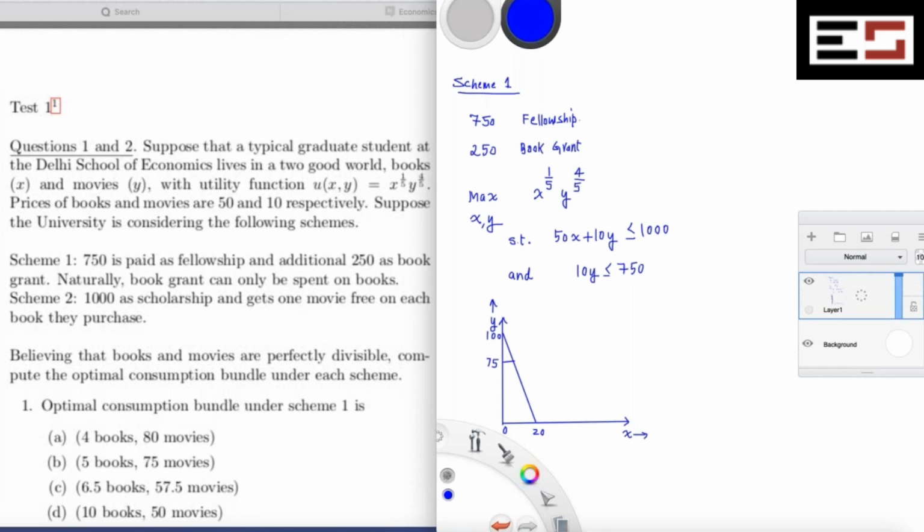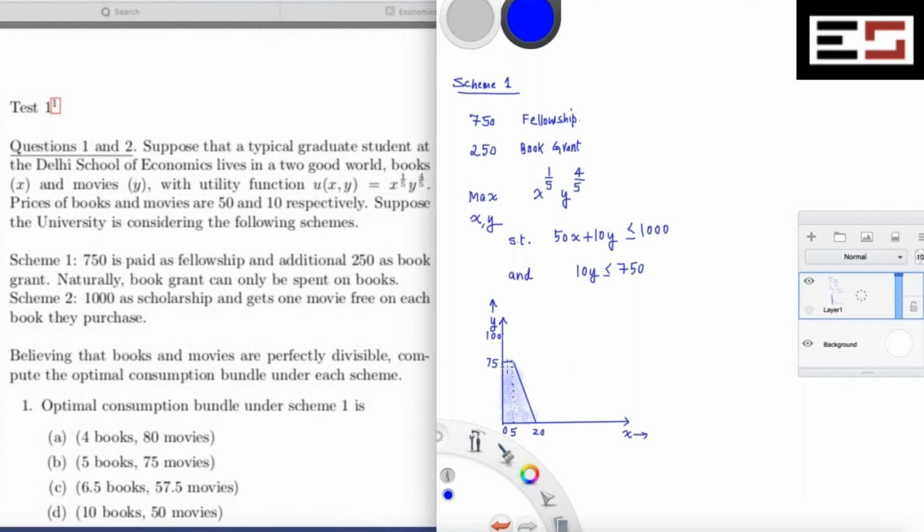So the constraint set, the set of points that satisfy both these constraints, is given by this region. And what is this point? This is 75. If you plug in 75 here, you will get 750, so x will be 5. So this point is (5, 75).